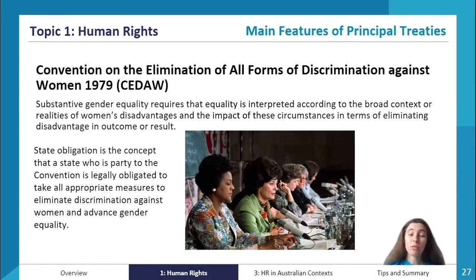State obligation is the concept that a state that is party to the convention is legally obligated to take all appropriate measures to eliminate discrimination against women and advance gender equality. So it's the obligation of all of the different states that are signing up to this convention.